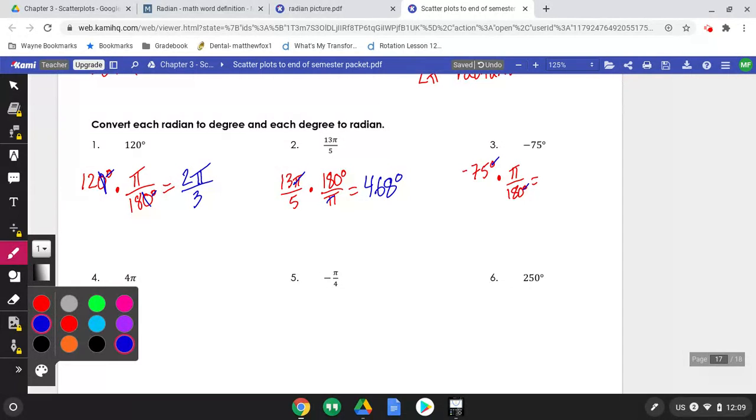Now 75 over 180. It's kind of up to you what you do. If you are having trouble finding one, just start with what's easy. Hopefully you know they both end in 5 and 0. 5 goes into 75 15 times, and it's going to go into 180 36 times. Now 15 and 36 are both divisible by 3. It'll go into 15 5 times, and into 36 12 times. From here, we're left with negative 5 pi over 12. We are done.